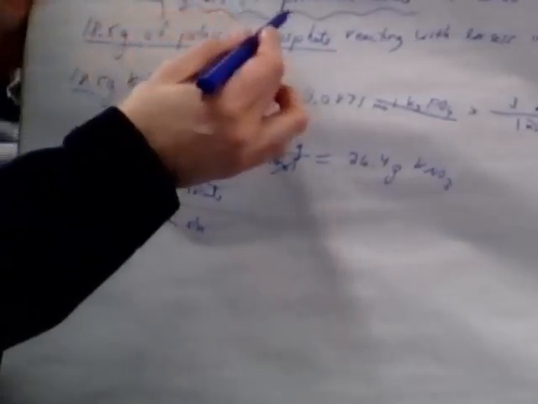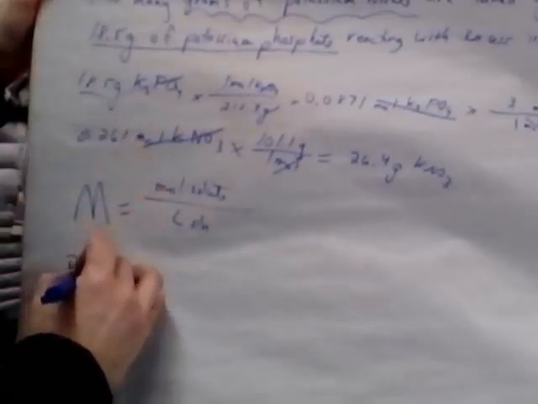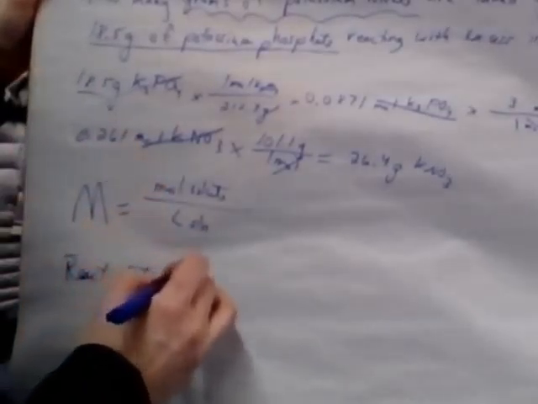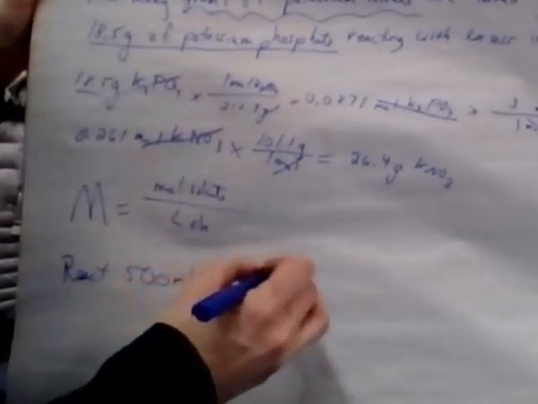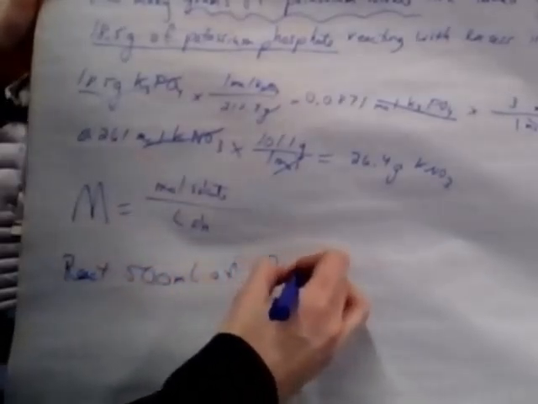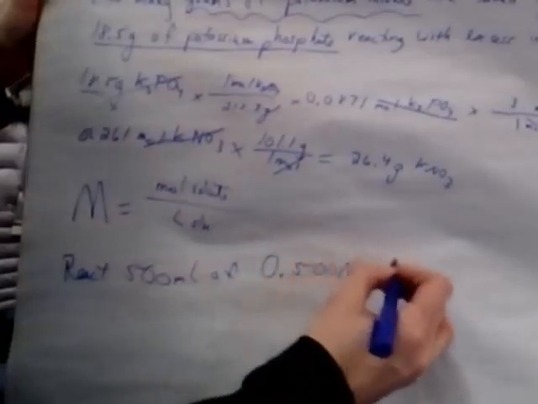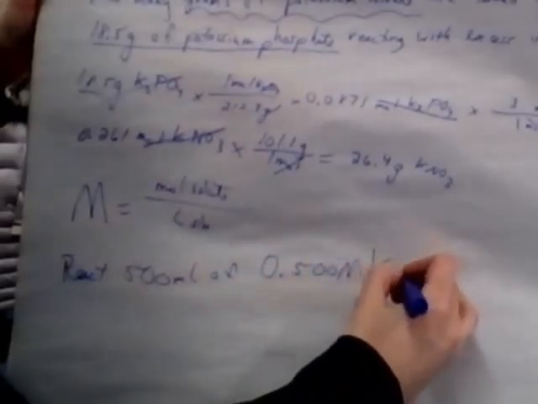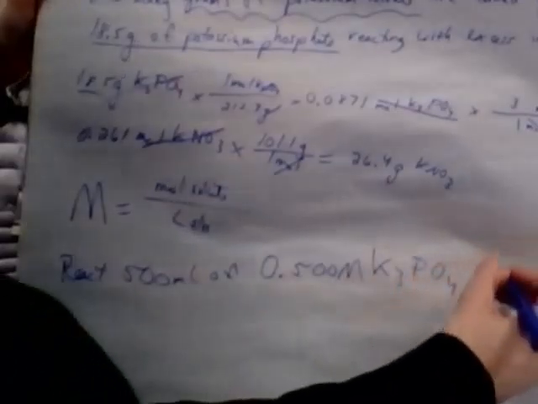So let's say that I want to know how many grams of iron phosphate would be formed. So you can just write this out. How many grams of iron phosphate would be formed by reacting 500 milliliters of, let's see here, so we're going to react 500 milliliters of, let's do 0.500 molar K3PO4.